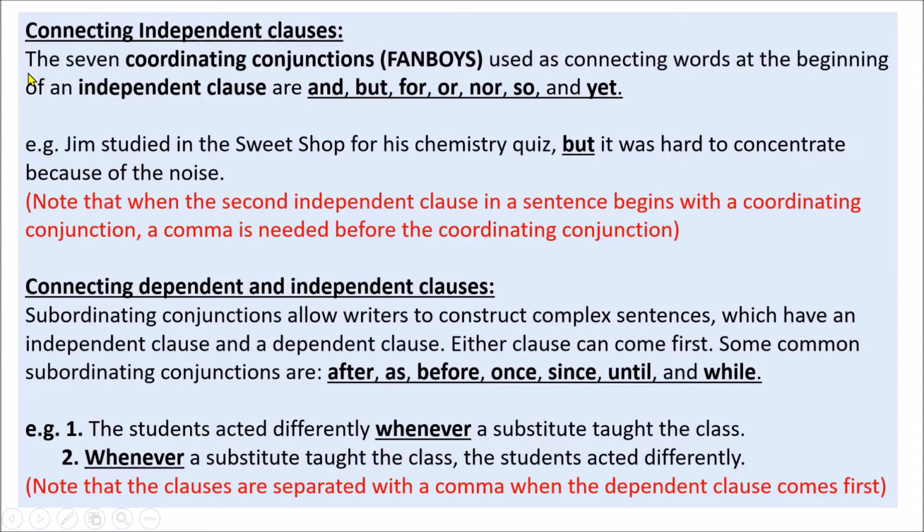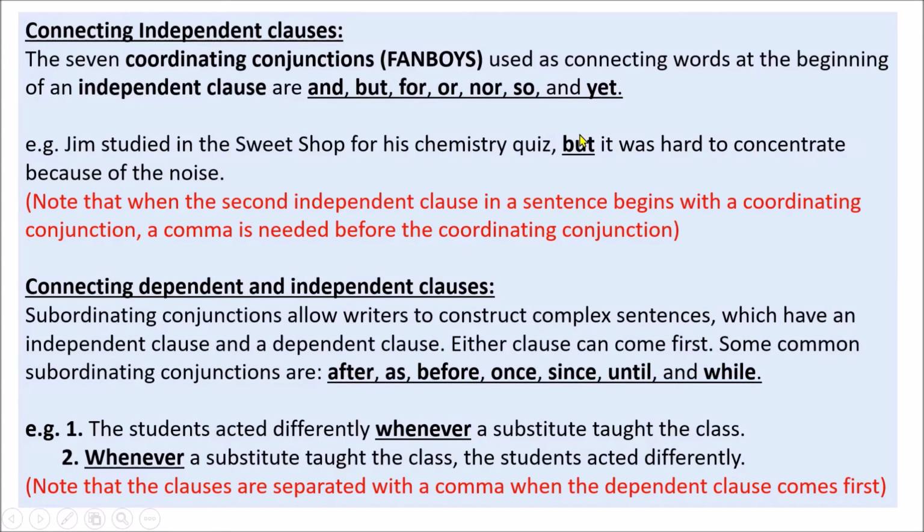Now let's start. The 7 coordinating conjunctions, fanboys, are used as connecting words at the beginning of an independent clause. These 7 coordinating conjunctions, which I have already explained in my previous video, are: for, and, nor, but, or, yet, so. So when we join two independent clauses, we need to use coordinating conjunctions, or all these 7 conjunctions. For example, you can see here: Jim studied in the sweet shop for his chemistry quiz, but it was hard to concentrate because of the noise.